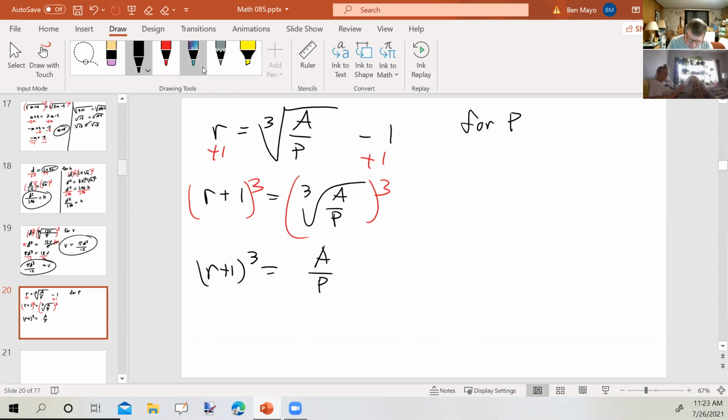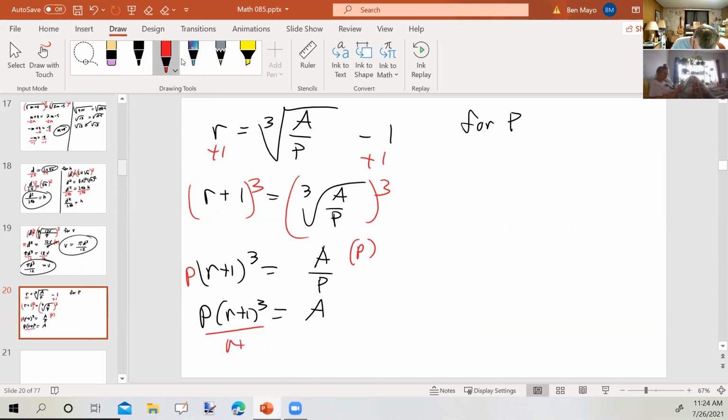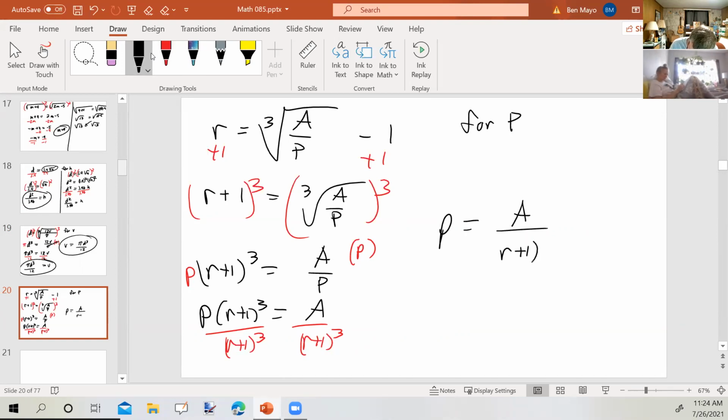Okay, now I'm trying to solve for p, and I have a over p. A common mistake that students will make is they think, well, if I get rid of a, I'll have p. No, you won't. If you get rid of a, you'll have 1 over p. P needs to be in the numerator. So let's multiply both sides by p to get it in the numerator. Well, now it's in the numerator, but I've got all that other stuff there. So now we're going to divide both sides by r plus 1 cubed. And so we get p equals a over r plus 1 cubed.